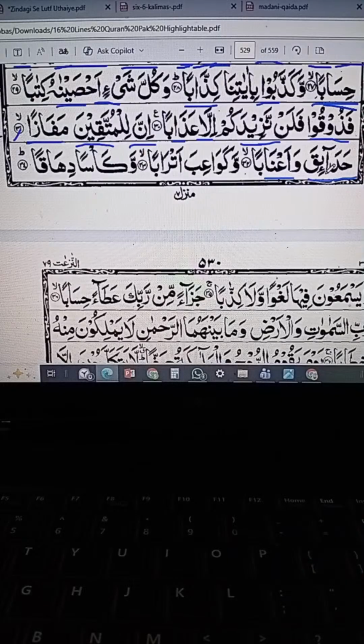Hadaiqa wa a'naba wa kawa'iba atraba. Again in this, alif madda is here, and after that you can see alif is here. So in this ayah again alif madda is here. We will stretch alif, not wakawa'iba and not atraba like that. We have to be careful while reading this ayah. Wakawa'iba.